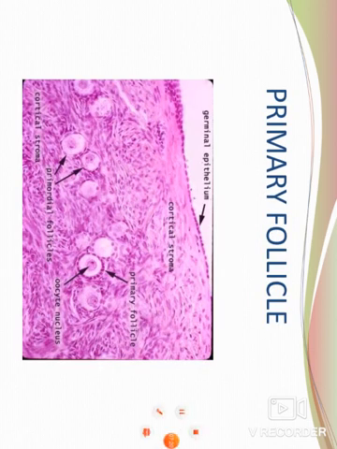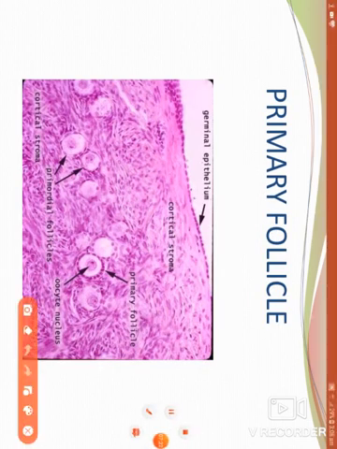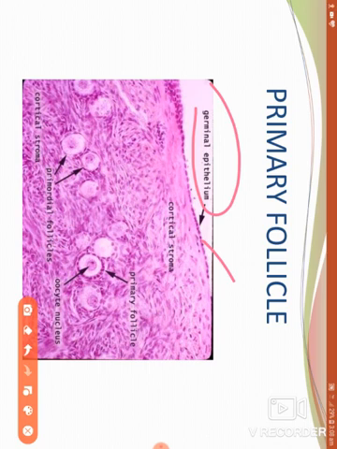Here you can see in this section the cortex of this ovary with numerous primary follicles. This is the outer lining epithelium. It's made up of cuboidal cells. That is called the germinal epithelium. Here you can see the primary follicles. You can see the oocyte there. Outside is a single layer of cells, then it changes to multilayer, then it is called the primary follicle. These are the granulosa cells.